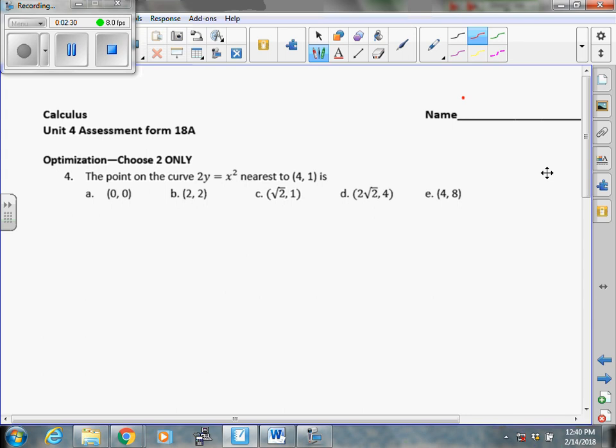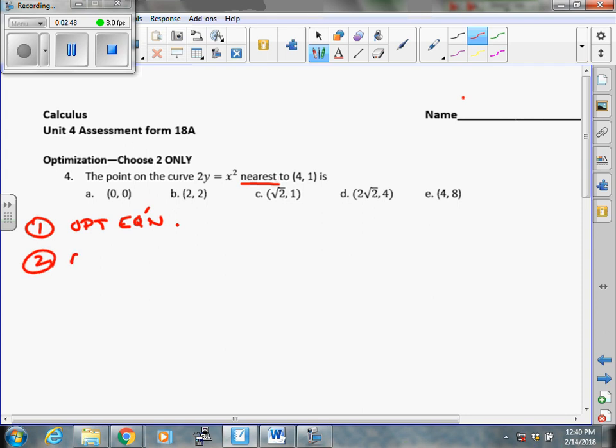Optimizations. These are all optimizations. You know that specifically by the words. For example, this one says nearest. So that means you need steps. Step 1, you need your opt equation. So what are you trying to find? What are you trying to maximize or minimize? There should be an equation for it.